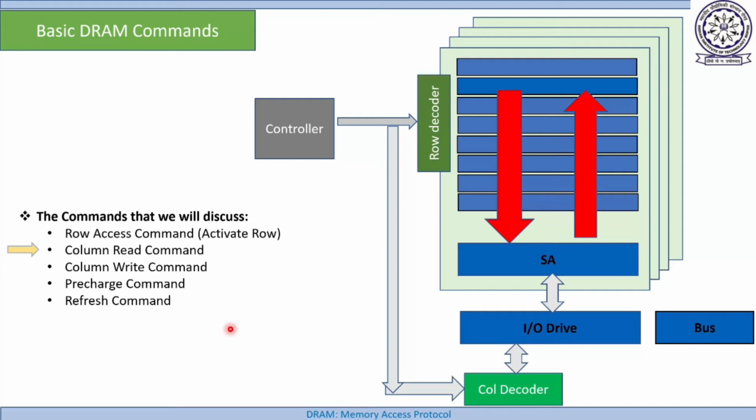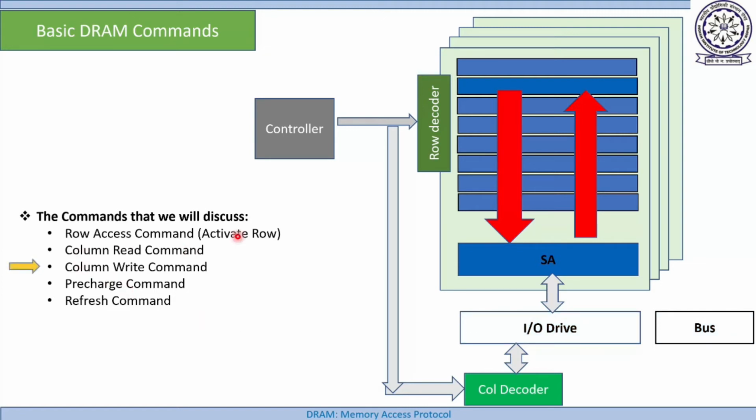Now we'll discuss the column write command. How does the column write command operate? As I said in the last class, when we say column read command, data moves in this direction, and when we say column write command, data moves in this direction. Also, when I explained the sense amplifier in the last class, I also explained how the sense amplifier can be used to write something to a DRAM cell. The same thing we'll do here.